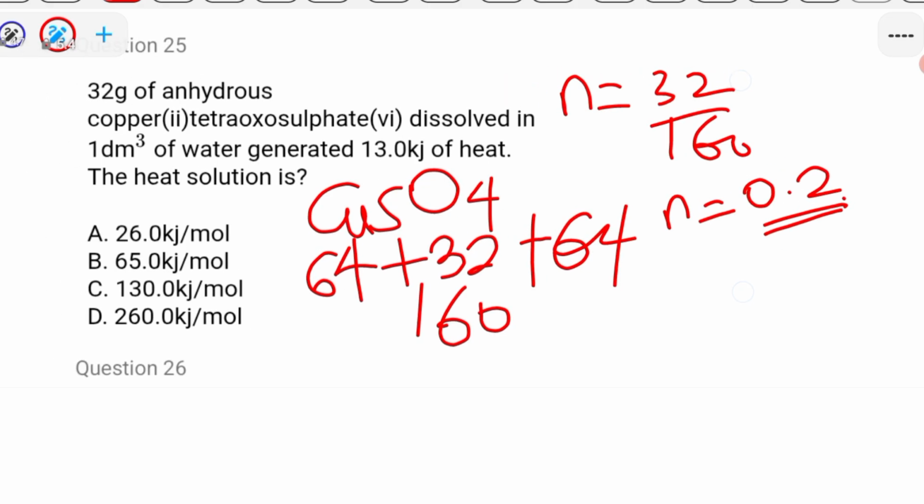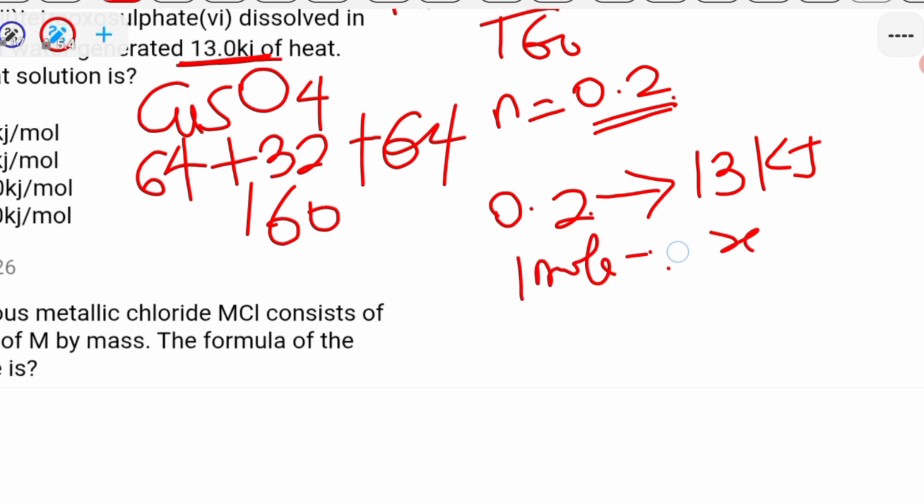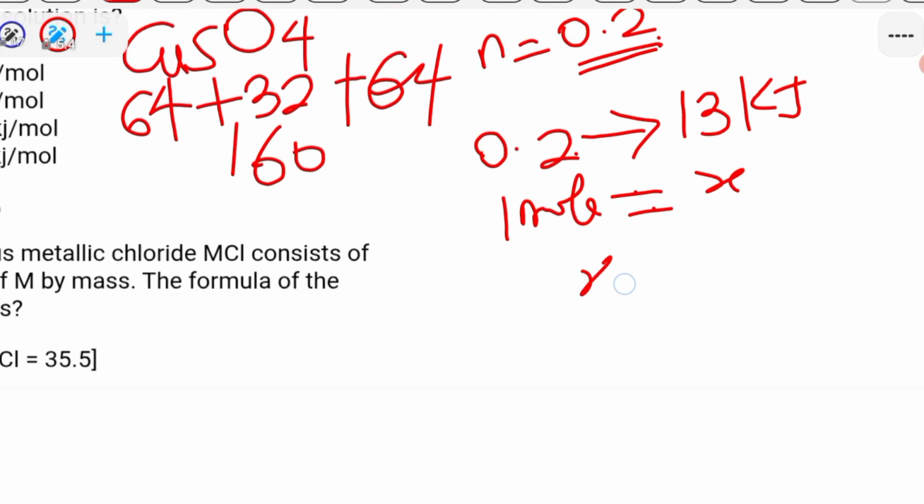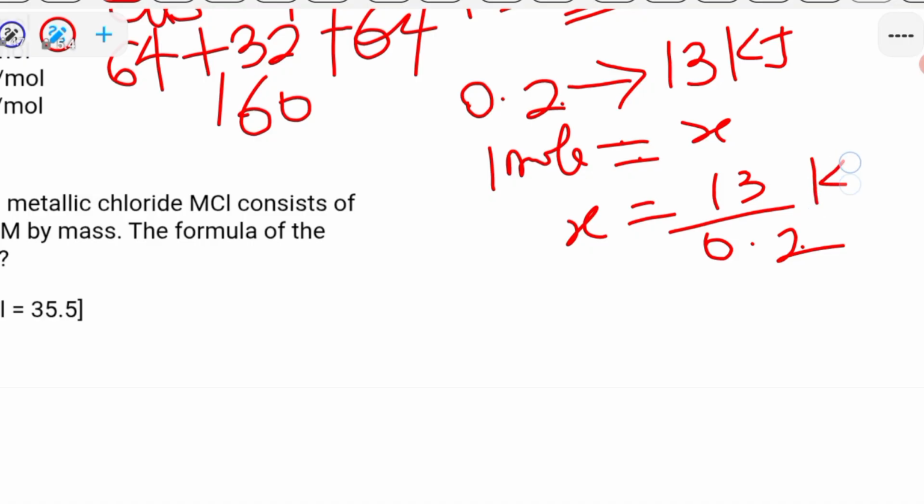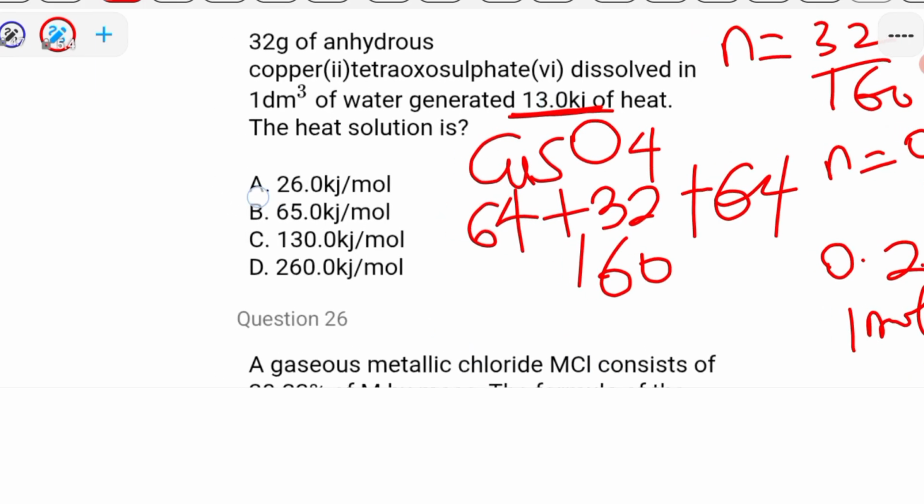Now that means 0.2 moles release 13.0 kJ of heat. Then what will be 1 mole? So 0.2 mole gives us 13 kilojoules. What will now be 1 mole? So this one will be x. Let's cross multiply. So x will be 13 divided by 0.2, which gives you 65 kJ. So 65 kilojoules of heat will be released. Check the options there. So that's option B.